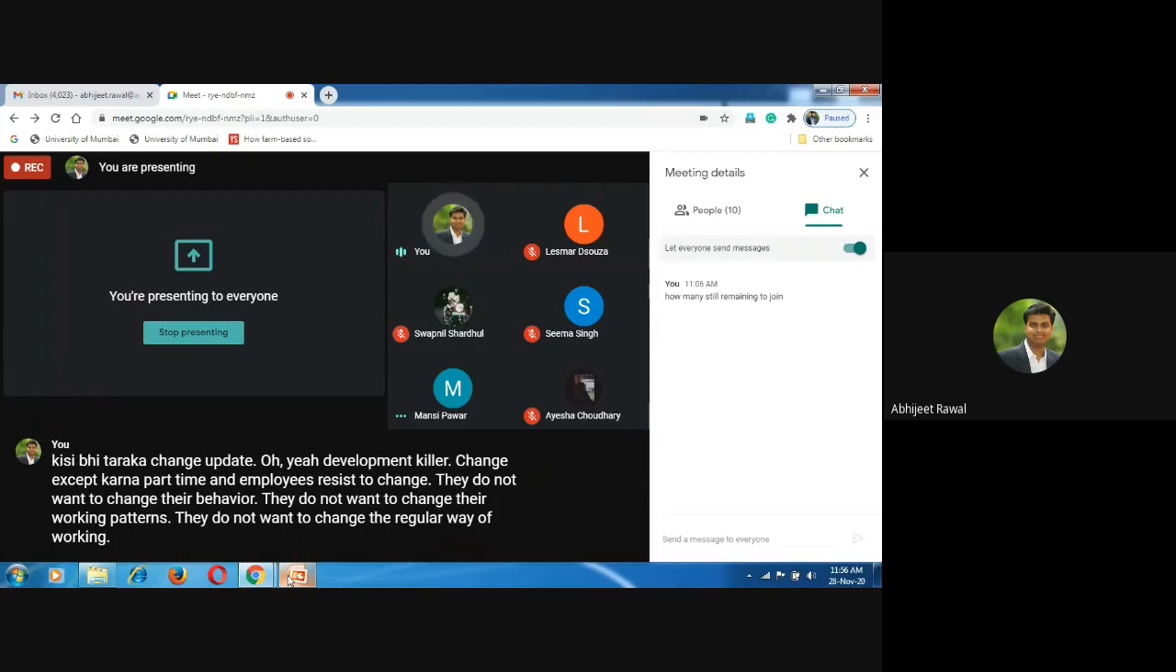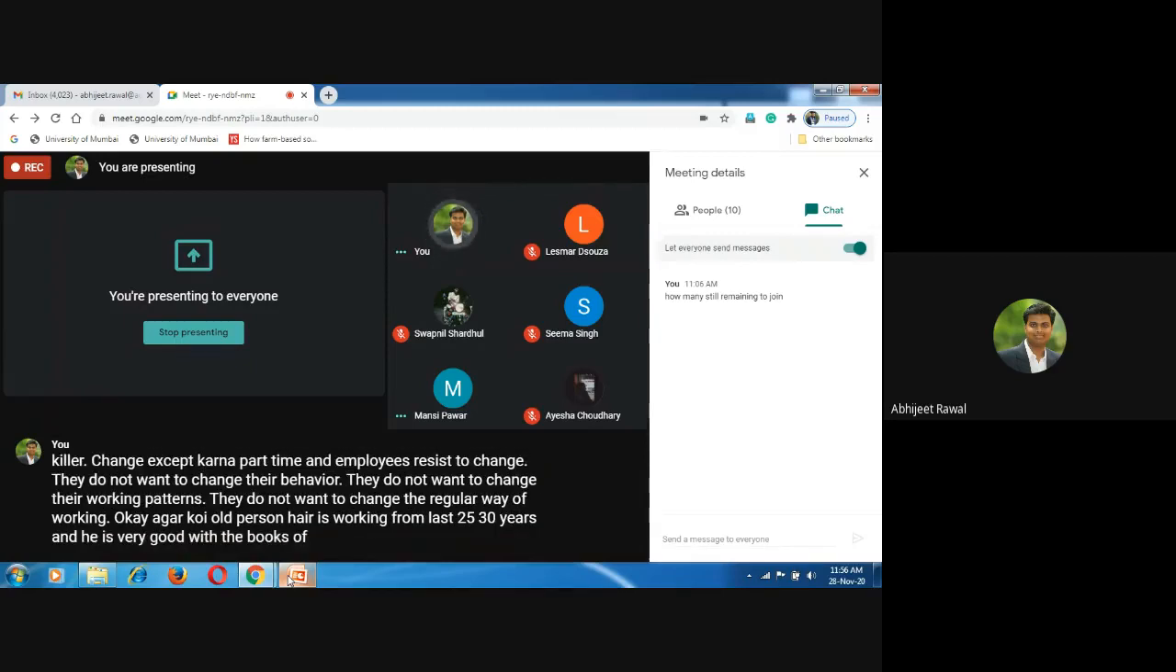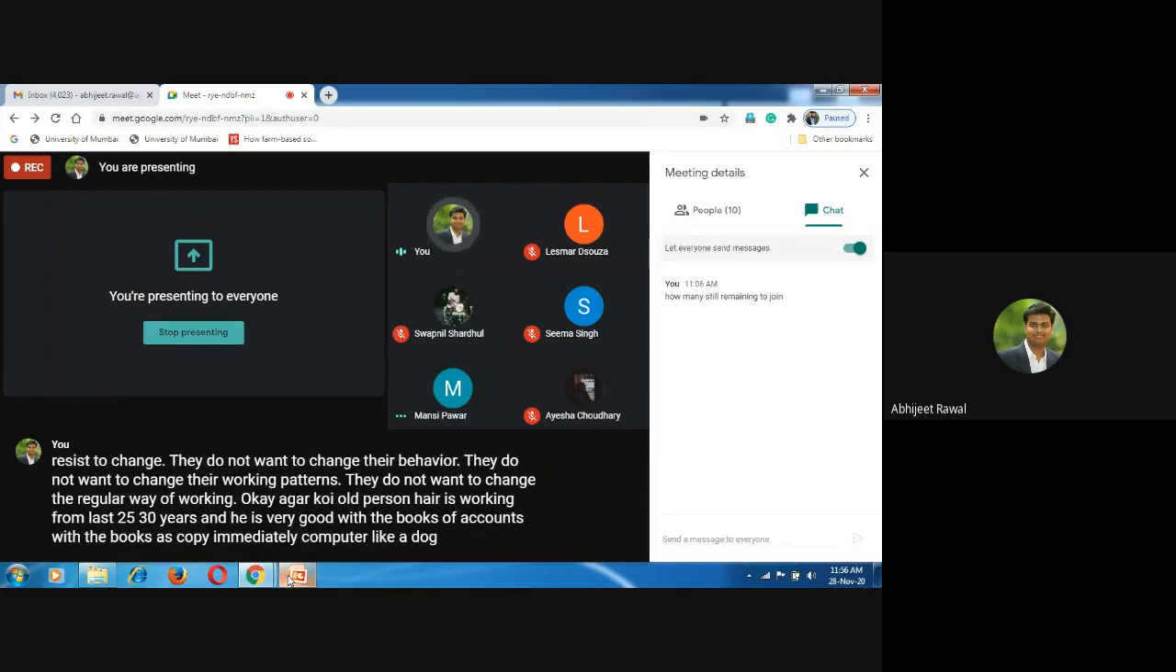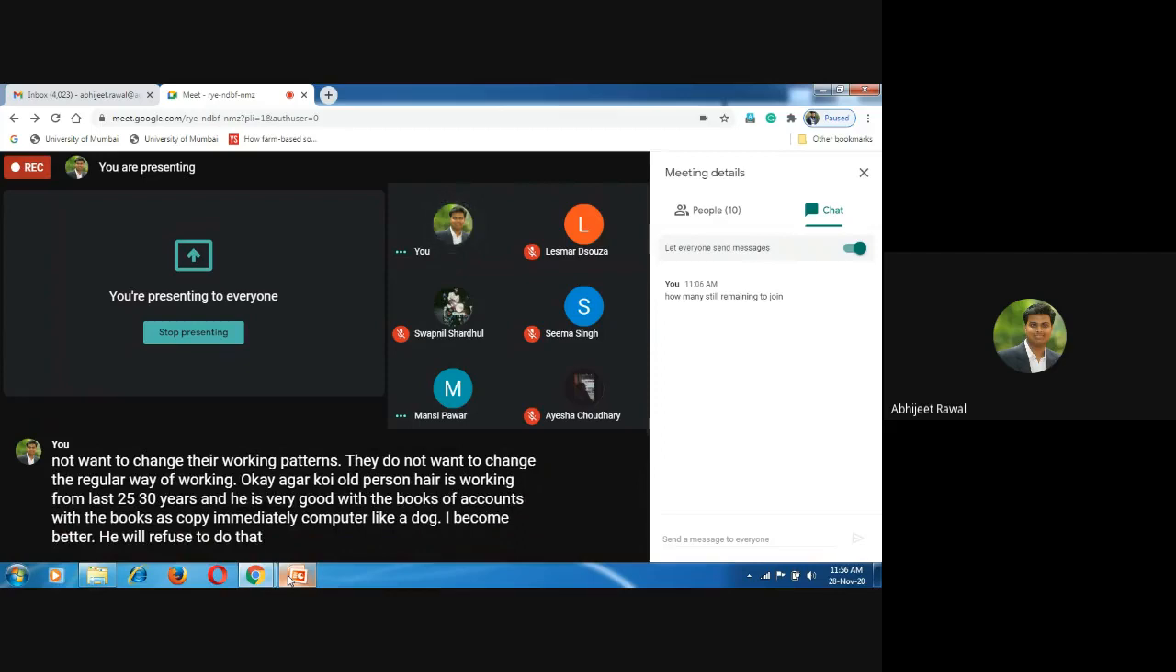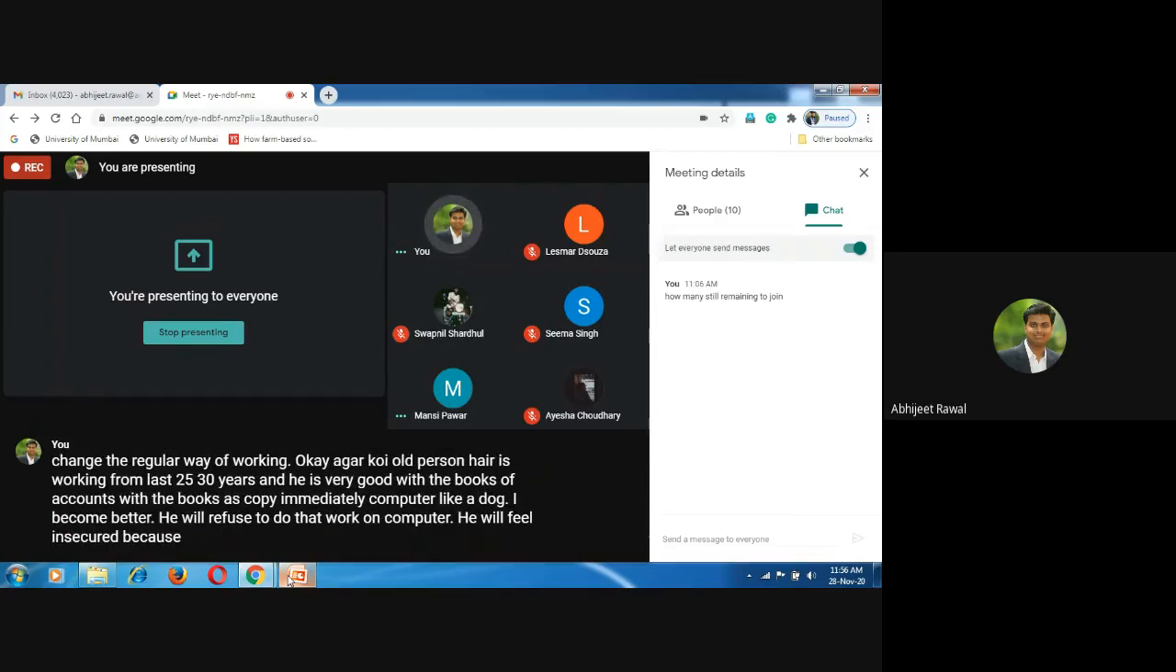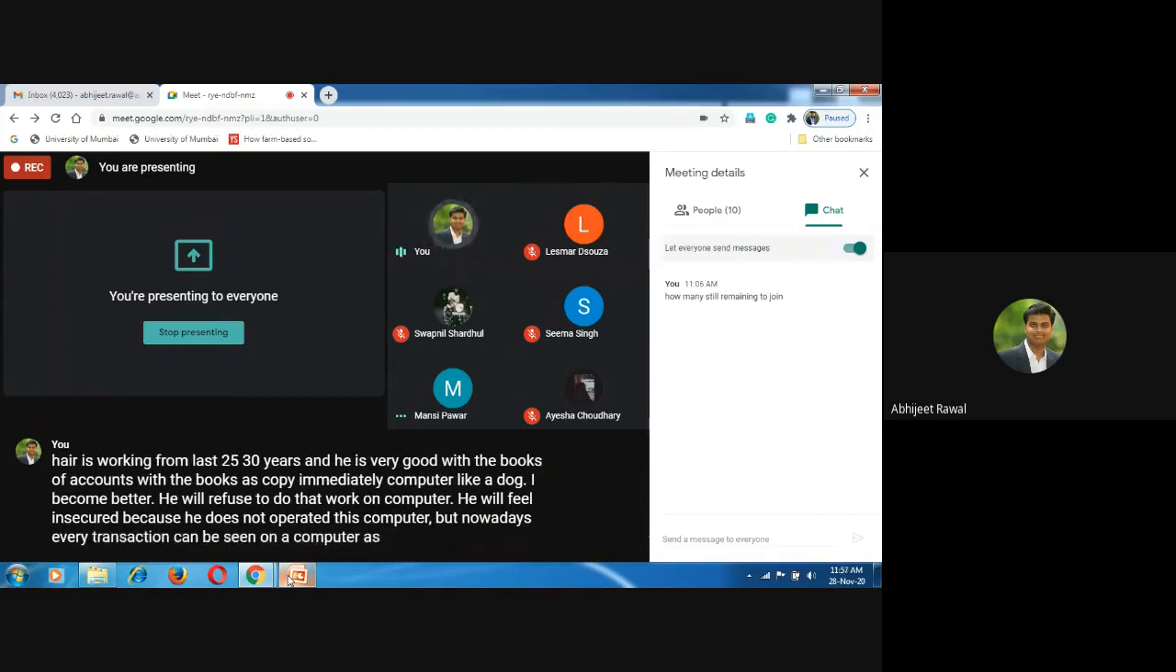Okay, अगर कोई old person है who is working from last 25-30 years and he is very good with the books of accounts, उसको आप इमीडिएटली कंप्यूटर ला के दोगे कि भाई जो भी अकाउंट्स आपको करना है अभी कंप्यूटर पे करो, he will refuse to do that work on computer. He will feel insecure because he has not operated a computer. But nowadays every transaction can be seen on a computer as well. So change is important.